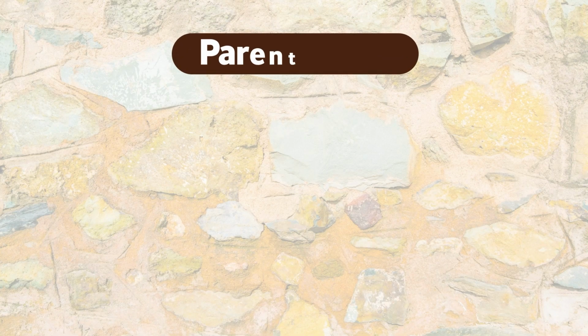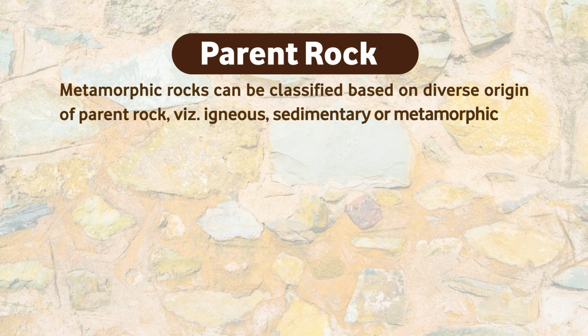As previously discussed, first let us take up the parent rock as a basis for classification of metamorphic rocks. As I mentioned already, we can have diverse origins of parent rock for a metamorphic rock. It can be either igneous, sedimentary or metamorphic. For igneous rock, for instance, I can have a granite or a basalt. For sedimentary rock, I can have a mudstone or a sandstone, or for metamorphic rock, I can have a low grade phyllite which will further transform to a high grade schist or a gneiss.